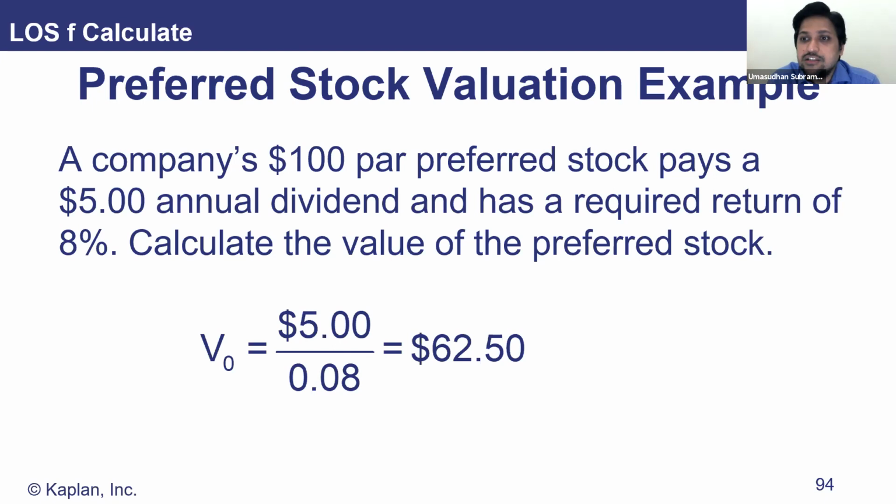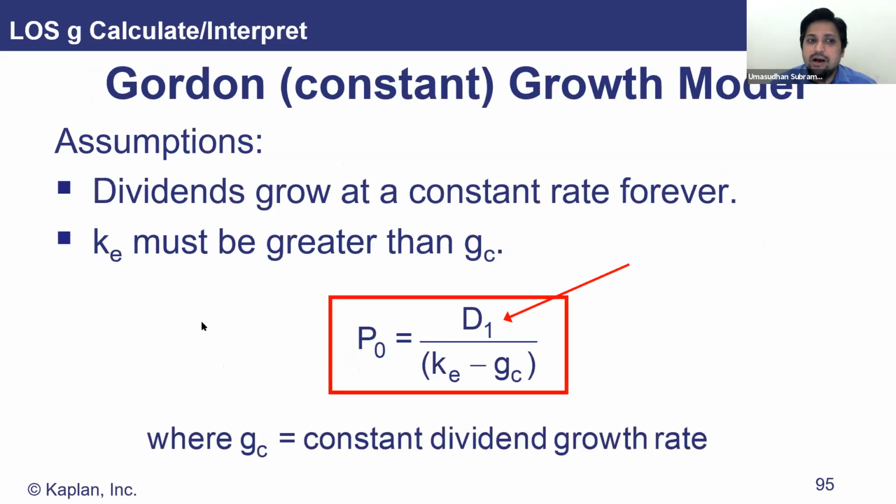But preference shares, no, it's going to pay a fixed dividend divided by the cost of capital or rate of return. That's going to give you the intrinsic value of the stock. So don't go wrong here. This is a very popular question in the exam and very easy to score marks.